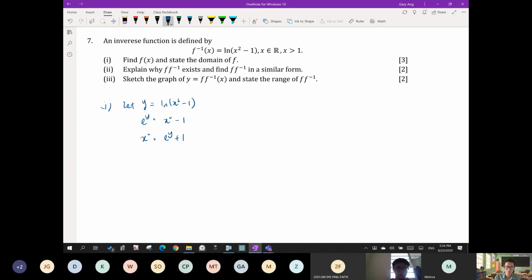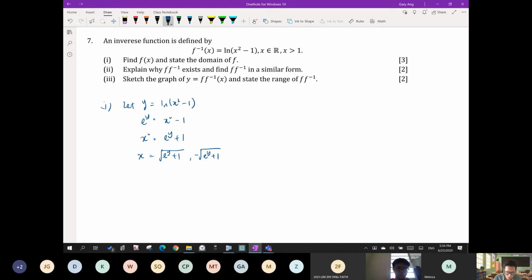Now here comes the catch, the part where you're going to lose your 1 mark. When you square root both sides, you get square root, like duh. Yes, I know, but you get plus minus. If you didn't write down a plus minus, chances are you're going to get everything wrong already.